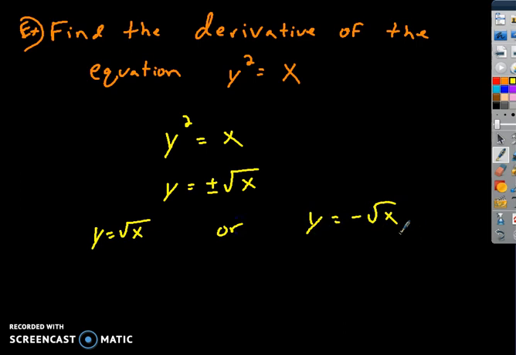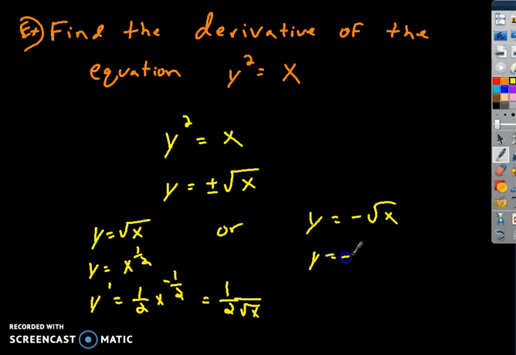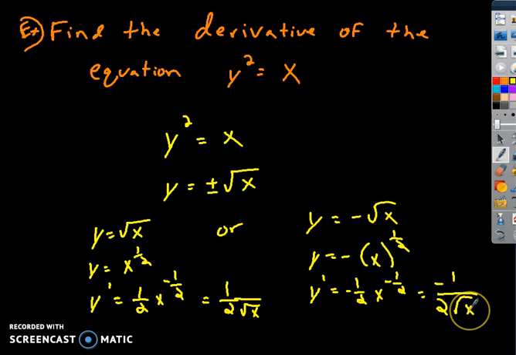And if I want to find the derivative, you probably think, well, this is a rational exponent, so it's x to the 1/2. And we've done this enough times to know that y prime equals 1/2 x to the negative 1/2, or 1/2 over the square root of x. And the other one would be y equals negative x to the positive 1/2. If you took the derivative, it would be y prime equals negative 1/2 x to the negative 1/2, or negative 1 over 2 square root of x. All right, so that's two ways we solve this.